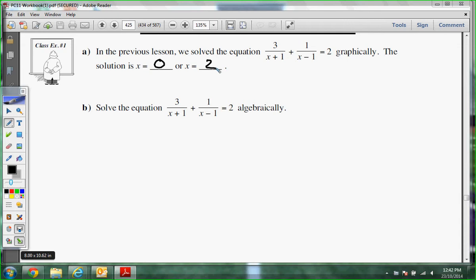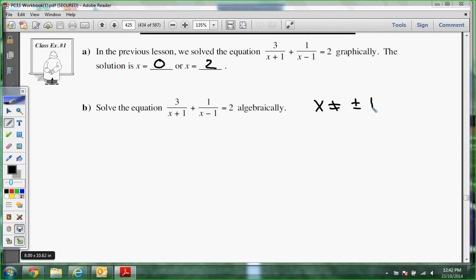So the first thing we want to do is put our non-permissibles. It's always easiest to do that first. So we can't have plus or minus what? 1. So plus or minus 1 is non-permissible because it gives us 0 on the bottom. Again, our non-permissibles come from dividing by 0.